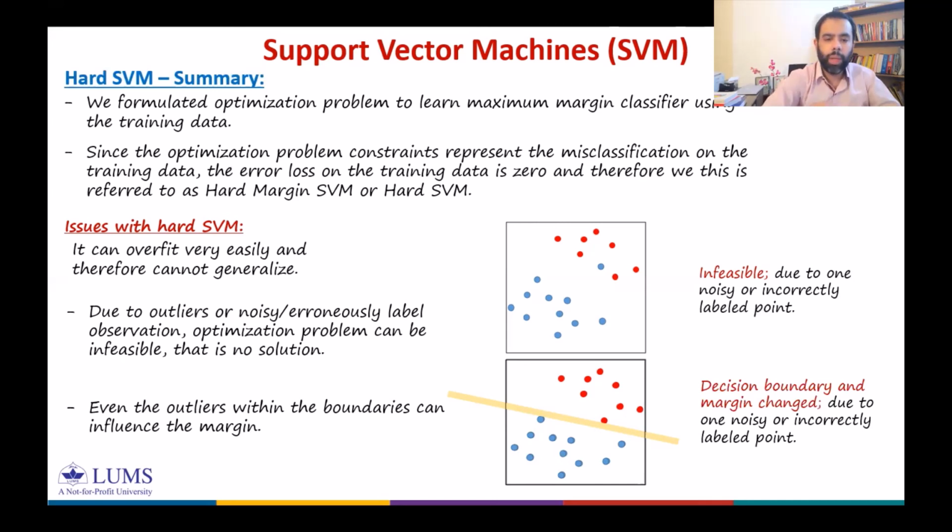So we can address these two issues by allowing misclassification during the learning of the maximum margin classifier, and that version is referred to as soft SVM, which we will study in the next video.